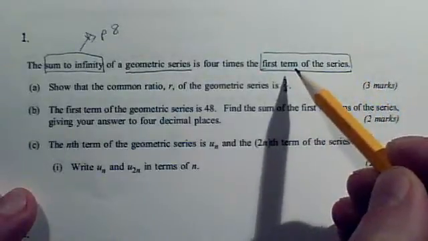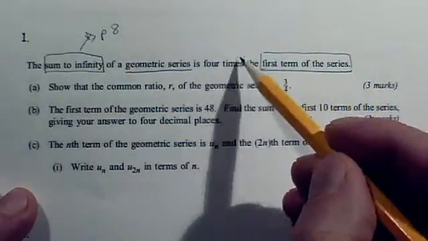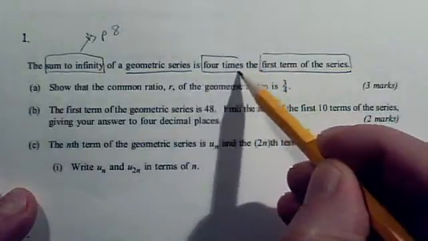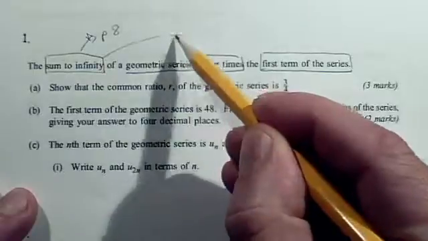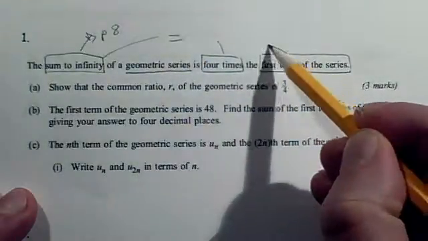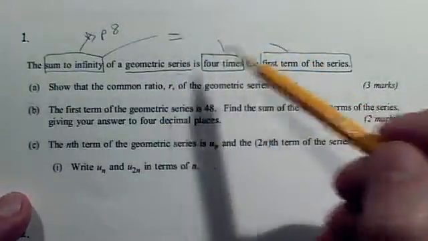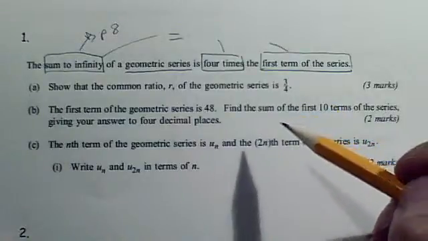There's a standard letter that you use for the first term of a series, and we need to do 4 times that letter, and we need to say that the expression on page 8 is equal to 4 times the first term of the series, which gives you an equation you need to solve.